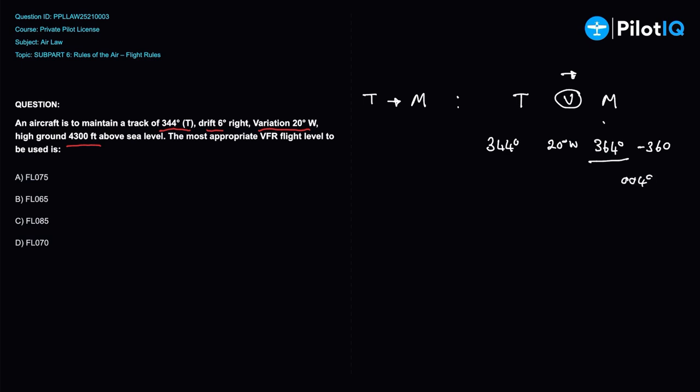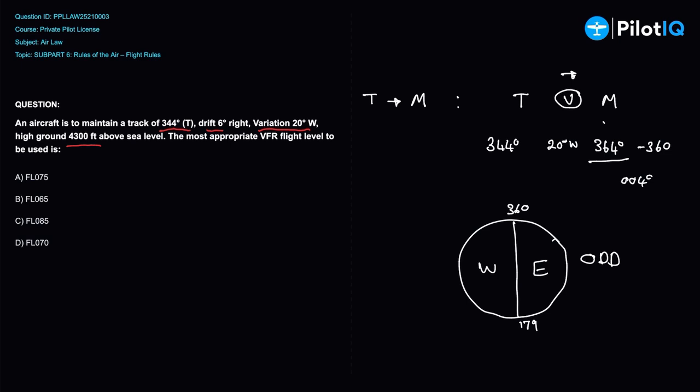So now, if you go and look at the semicircular rule, we know that from 360 degrees up until 179 degrees, which is the easterly direction, we need to fly odd flight levels. If we fly in a westerly direction from 180 until 359, we need to fly even flight levels. We know that we need to fly a magnetic track of 004, which we can find round about here. So we need to select an odd flight level.